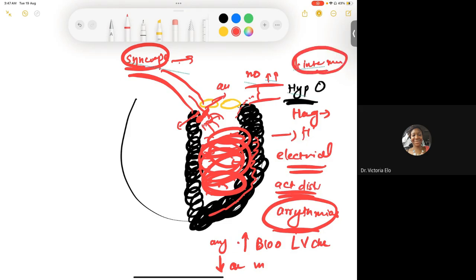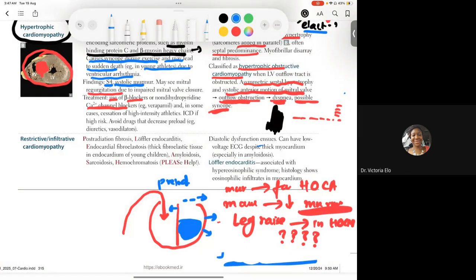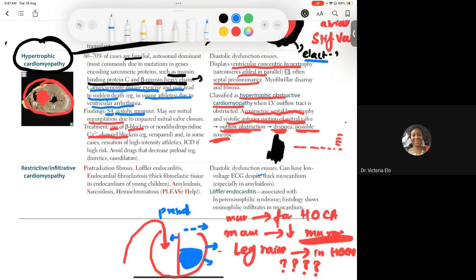Okay. So let's just discuss it here. Beta blockers and non-dihydropyridine calcium channel blockers all decrease the activity of the heart, and it would decrease the functional obstruction. Verapamil, we are going to discuss in pharmacology, and in some cases, cessation of high intensity athletics. We know that. Okay, the ICD. What is ICD? ICD is basically an implantable cardioverter.